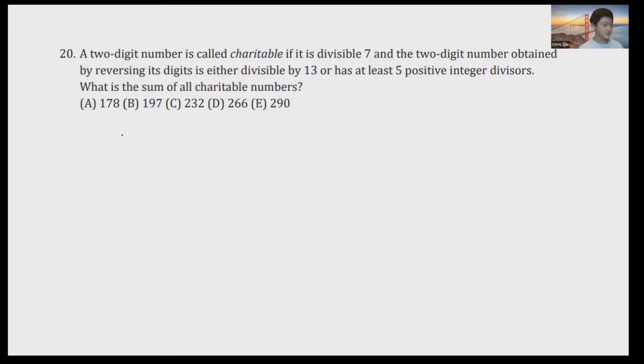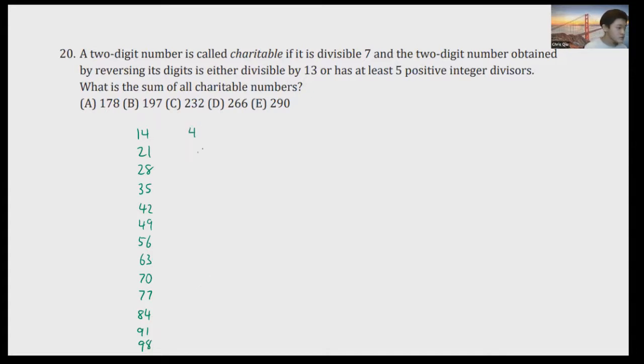And one thing you could do is to list. So let's take all of the 2-digit multiples of 7. So let's see. We have 14, 21, 28, 35, 42, 49, 56, 63, 70, 77, 84, 91, and 98. So these are our 2-digit multiples of 7. Okay, and so what we're going to do is we're going to reverse all of these 2-digit multiples of 7 and check if this new 2-digit number is divisible by 13 or has at least 5 positive integer divisors.